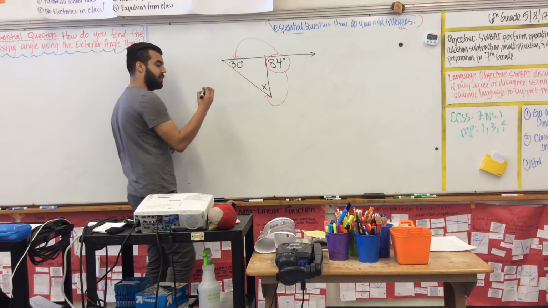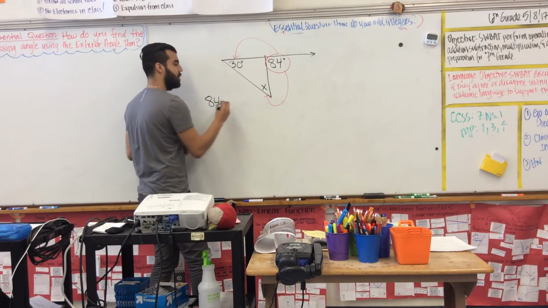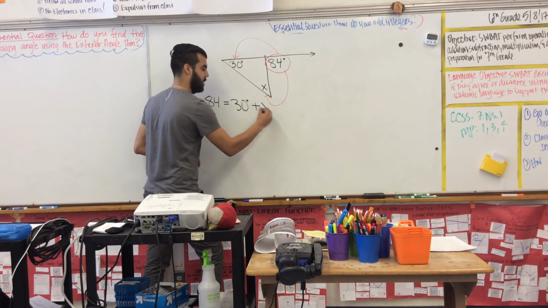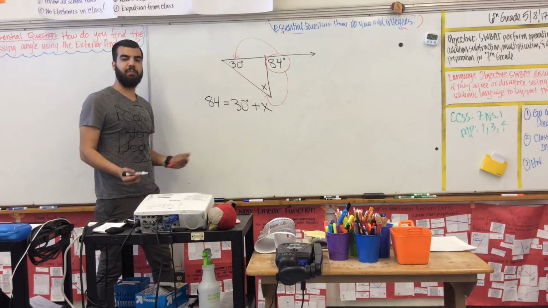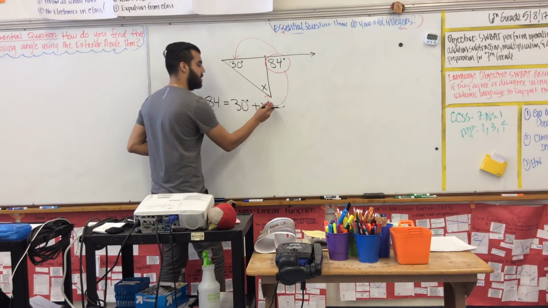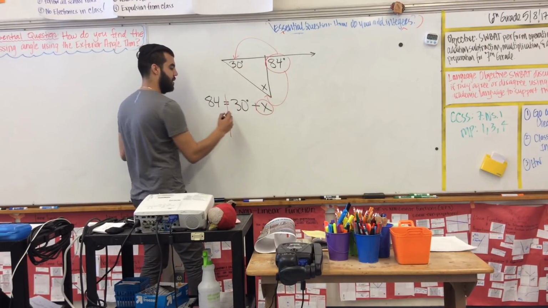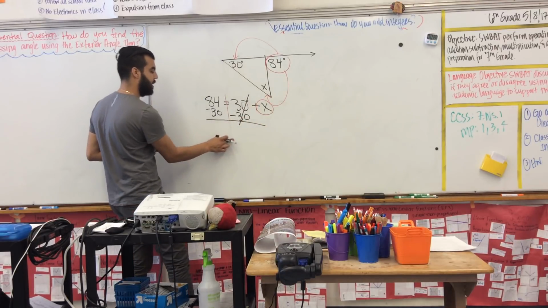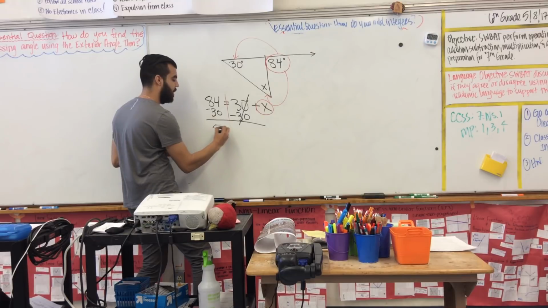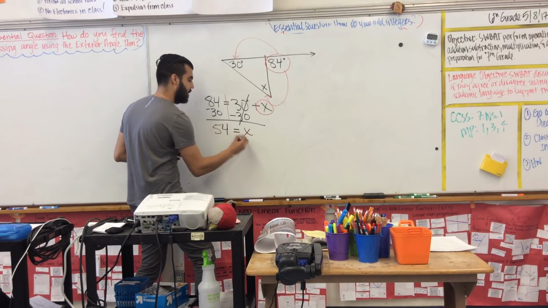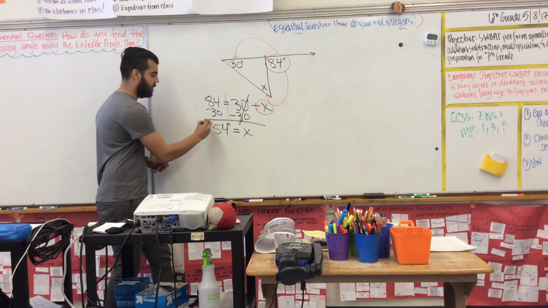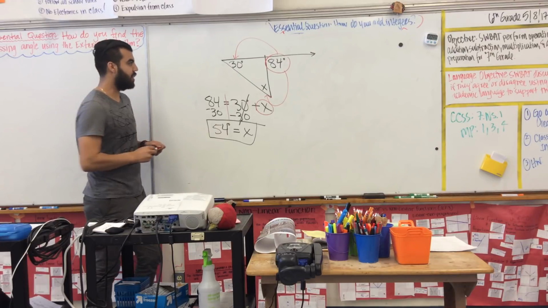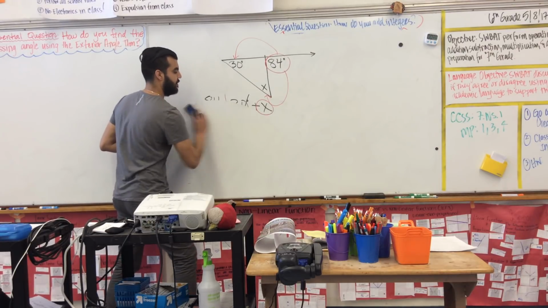So here we go. 84 degrees is equal to 30 degrees plus x. There you go. You solve your one-step equation. We're solving for x. Go ahead and circle the variable, draw the barrier. We have to get rid of the 30. This goes away, and I know that 84 minus 30 is 54. Equals x. So x equals 54 degrees for this problem. Let's go ahead and try a different one.